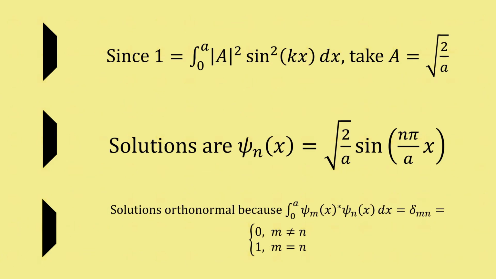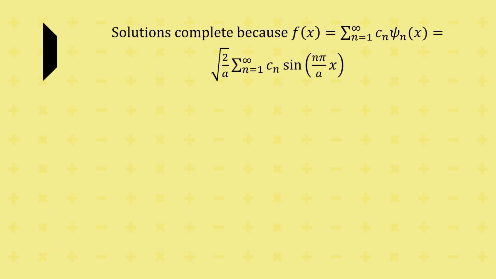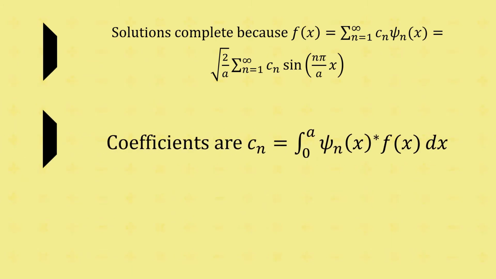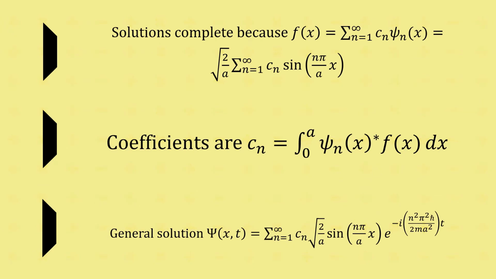These solutions are orthonormal because we have these expressions here. These solutions are complete because any function f of x can be expressed in this form here, where the coefficients are determined by this integral here. So we can write the general solution to the Schrödinger equation as this expression here.